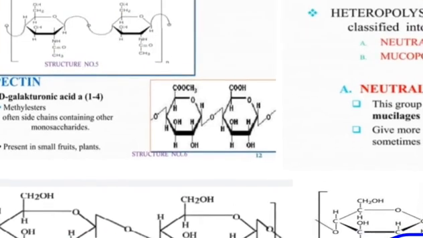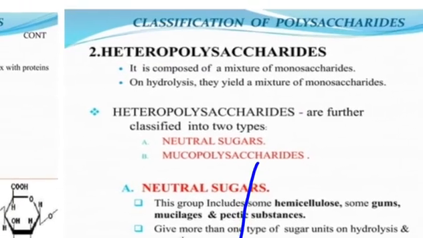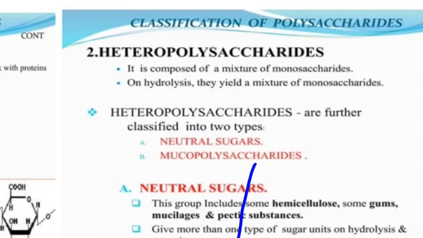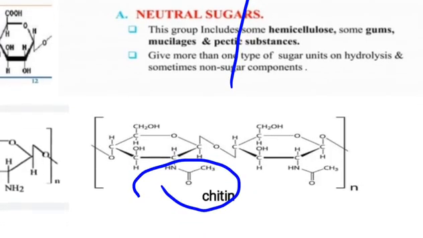Pectin is a polymer of galacturonic acid, as you can see. Alright? Then that takes us to heteropolysaccharide. Heteropolysaccharide is composed of a mixture of monosaccharides. On hydrolysis, they will yield a mixture of monosaccharides. Heteropolysaccharides are further classified into two types: neutral sugars and mucopolysaccharides. The neutral sugars include hemicellulose, gums, mucilages, and pectic substances. They give more than one type of sugar unit on hydrolysis and sometimes non-sugar components. Alright?